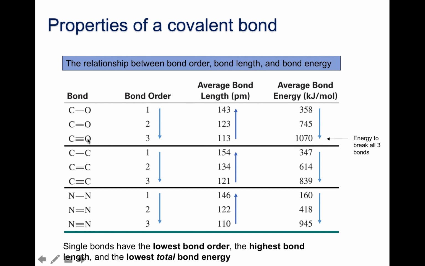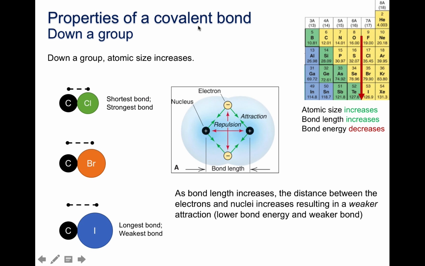It may not be intuitive for the triple bond to have the shortest length, but if you put three pairs of electrons between two nuclei, those nuclei are actually going to sort of squish in and make the bond length shorter because they're so attracted to those three pairs of electrons that are between. Properties of a covalent bond.